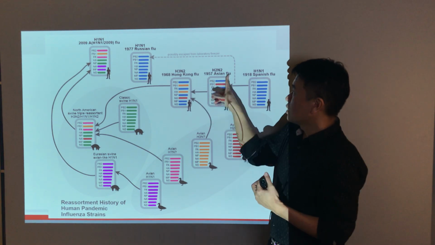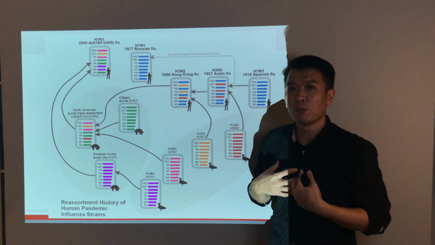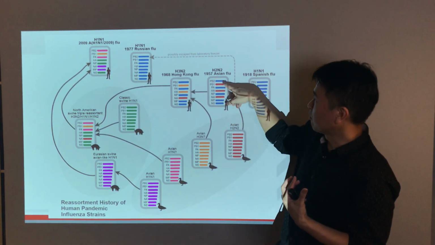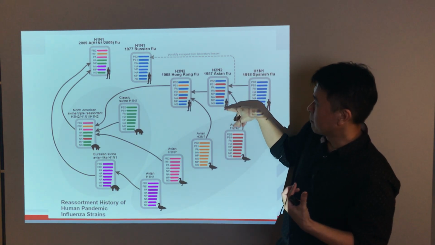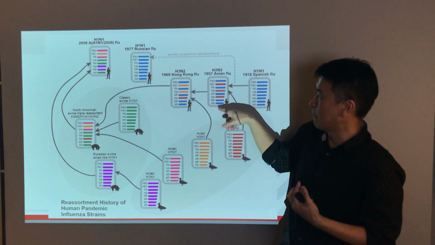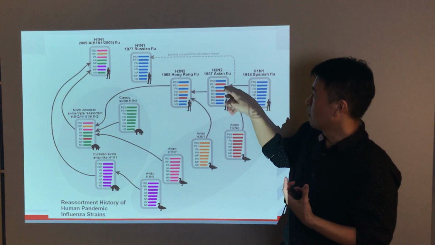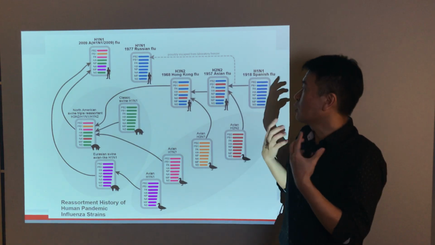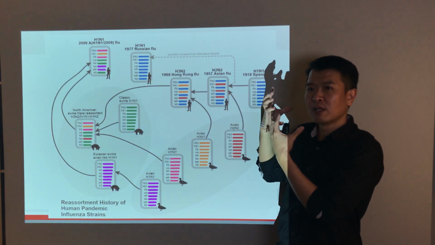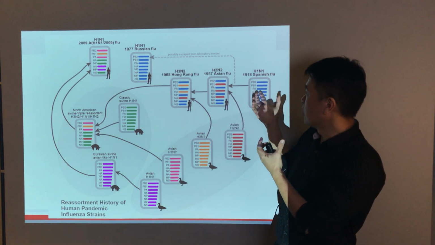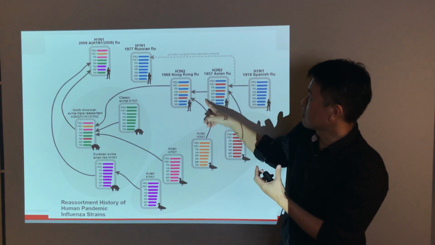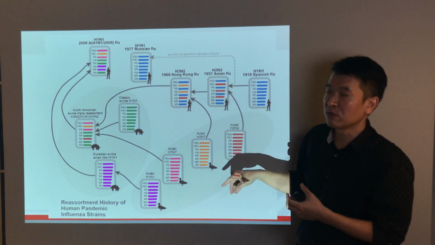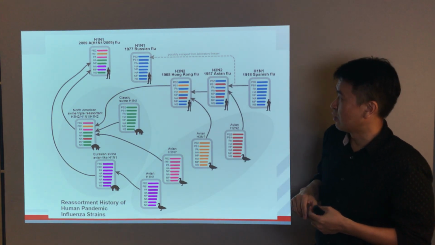So now this new subtype goes into humans, and your human body cannot recognize it as the original H1N1, even though your PB2, PA, NP, M, and NS are still the same, because the NA and HA have already changed. So the body cannot recognize them as the original virus. So this causes another pandemic or epidemic. We call it Asian flu in 1957.